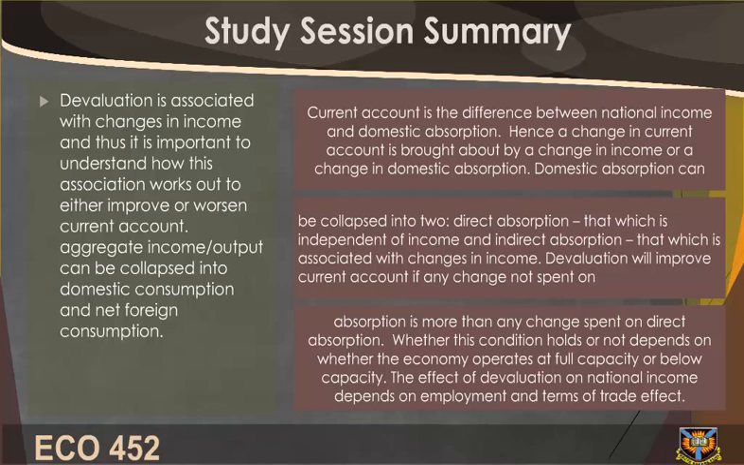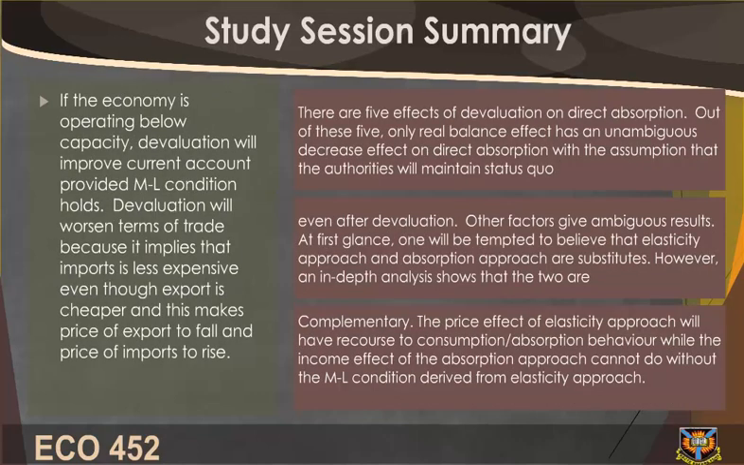Devaluation will improve current account if any change not spent on absorption is more than any change spent on direct absorption. Whether this condition holds or not depends on whether the economy operates at full capacity or below capacity. The effect of devaluation on national income depends on employment and terms of trade effect. If the economy is operating below capacity, devaluation will improve current account provided the ML condition holds. Devaluation will worsen terms of trade because it implies that import is less expensive even though export is cheaper, and this makes the price of export fall and the price of imports rise.